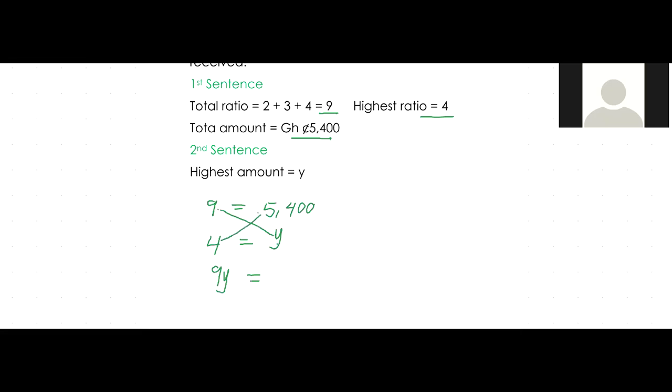So 4 multiplied by that will give me 4 multiplied by 5,400. So I divide here by 9, I divide here by 9. So my Y figure is equal to, and remember, you have to give the description. It's Ghana cedis, so it gives you 2,400 Ghana cedis.